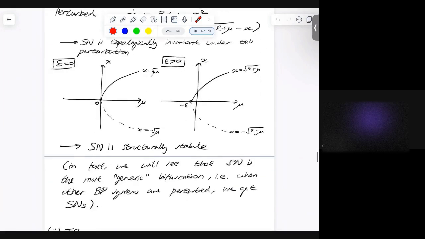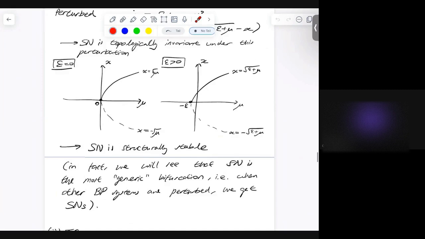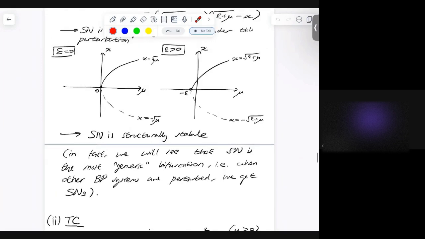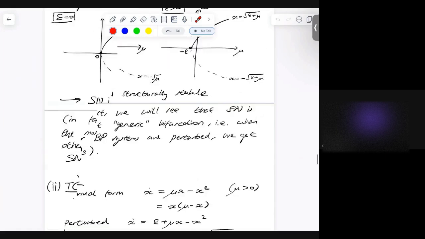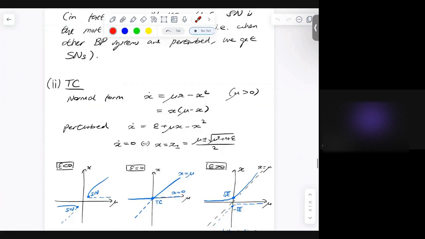So in fact, we'll see that the saddle node is the most generic bifurcation. By that I mean that if we perturb other systems with bifurcation points, so say transcritical or pitchfork, if we perturb those systems, then we're also going to sometimes end up with saddle nodes or with no bifurcation at all. So we'll look at transcritical next.